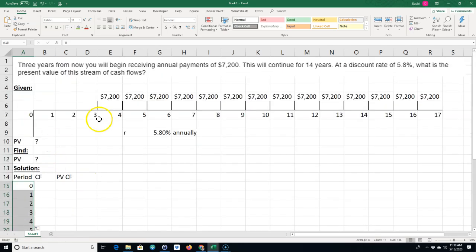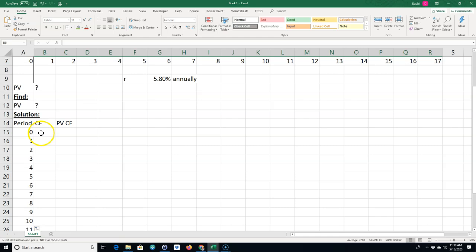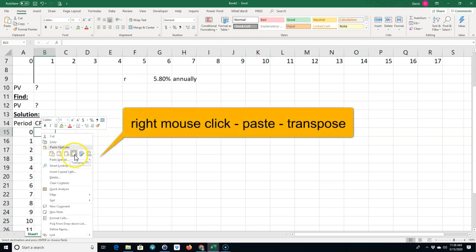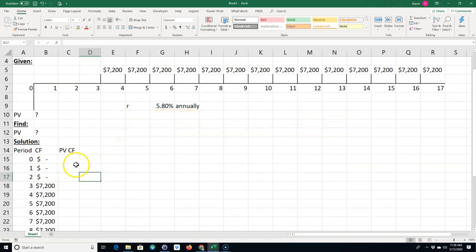And our cash flows, the way to do the cash flows is very easy. I can just copy these, right click and go copy, and then here I can go paste, transfer. Alright, so now I'm going to find the present value. So these are end of period, right? End of period 1, end of period 2, end of period 3. That's why I put that here at the end of period 3. Alright, so you got to make sure these are in the right spot.